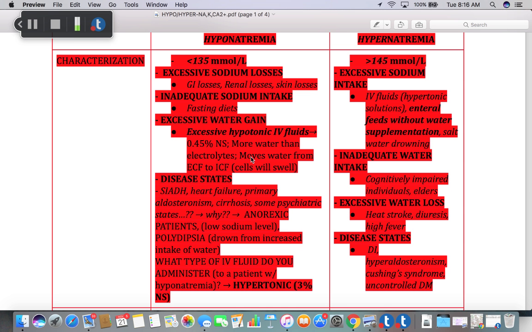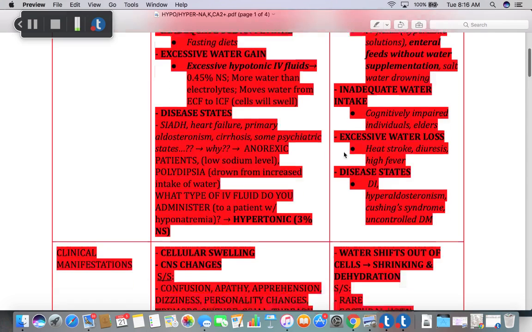Hypernatremia is anything over 145 millimoles per liter. So this is due to excessive sodium intake, inadequate water intake, excessive sodium loss, or disease states including diabetes insipidus, Cushing's syndrome, uncontrolled diabetes, and hyperaldosteronism.